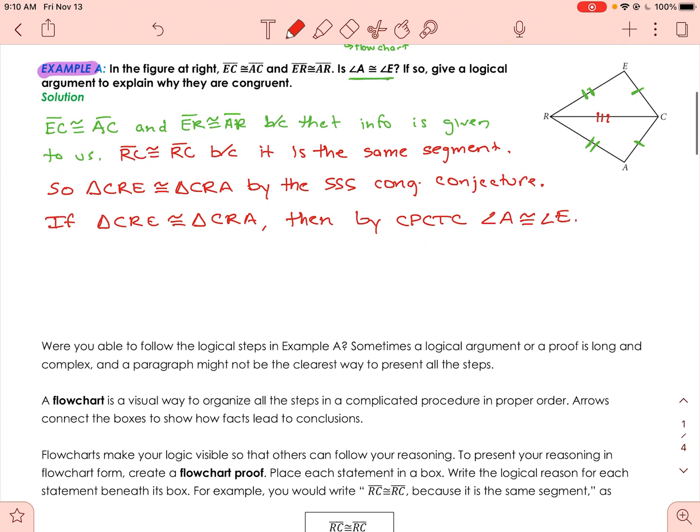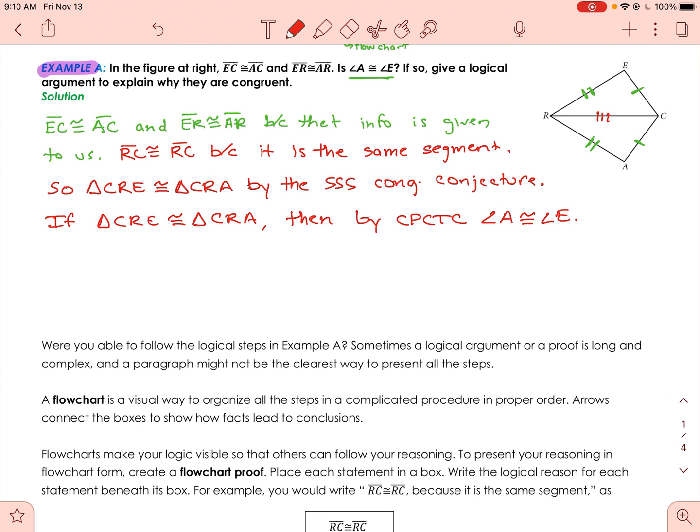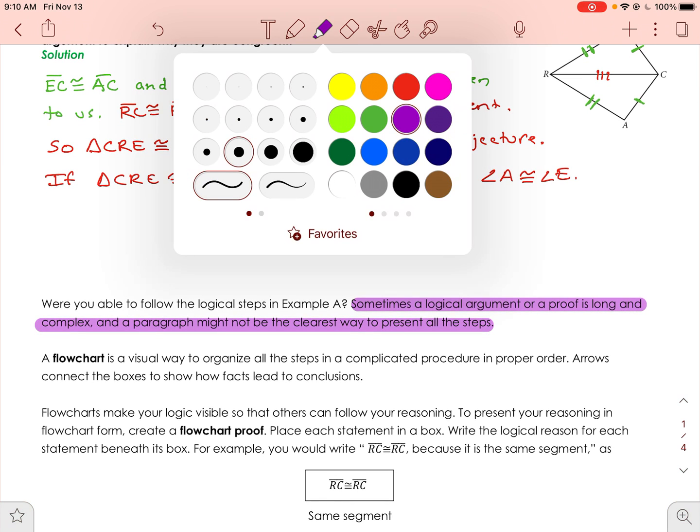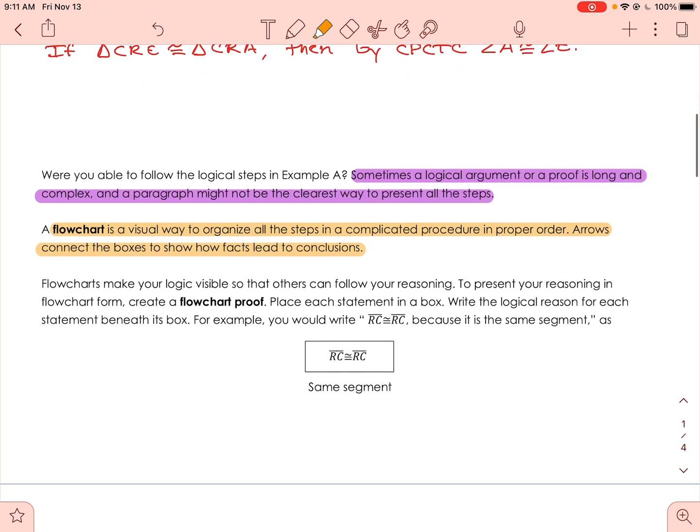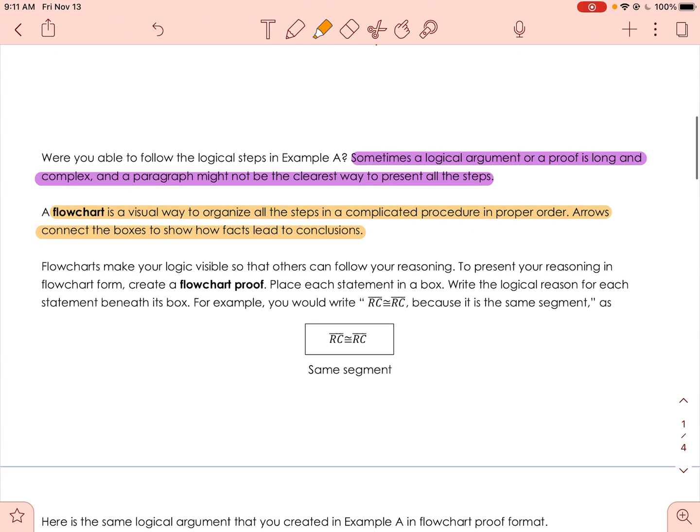That's a relatively easy proof, but sometimes a logical argument or a proof is long and complex. So when writing a paragraph, that might not be the clearest way to present all the steps. So we're going to show another way to organize our proofs, organize our thoughts, and that is a flowchart. A flowchart is a visual way to organize all the steps in a complicated procedure in a proper order. Arrows connect the boxes to show how facts lead to conclusions. Flowcharts make our logic visible.